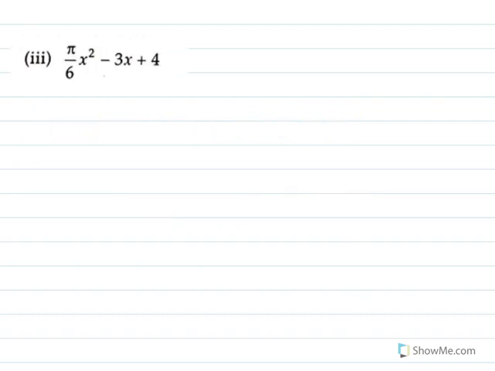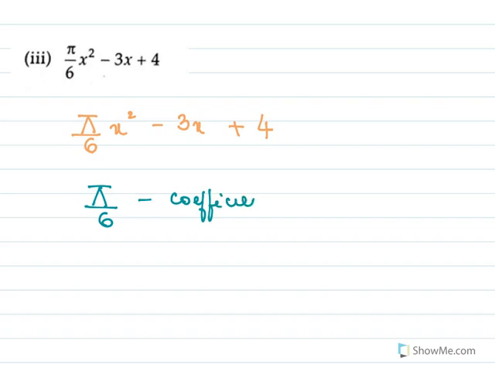The third one, our polynomial is pi over 6 x square minus 3x plus 4. We need to find the coefficient of the x square term. So here is our x square term. This is our x square term. And the coefficient of the x square term we see is pi by 6. Coefficient of x square.